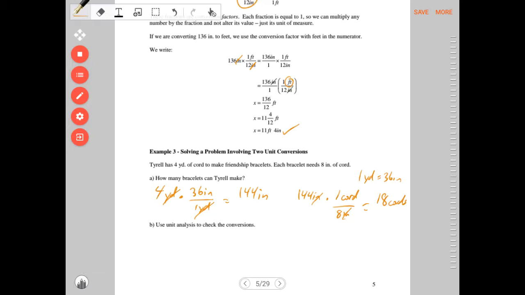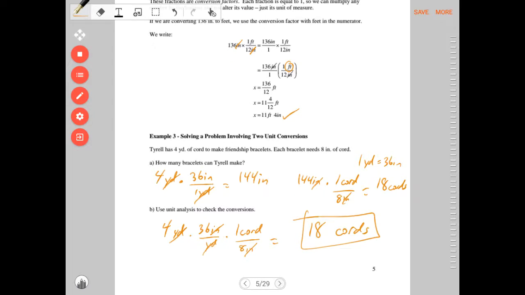Okay, so use the unit analysis to check the conversions. Well, we kind of did that as we went, but if we did it all in one step, 4 yards times 36 inches per yard, times 1 cord equaling 8 inches. So watch what happens. The yards cancel, the inches cancel, so then we just use the numbers. Our only unit left is cords. So 4 times 36 times 1 divided by 8 works out to 18 cords. Marvelous. Okay, and then last one.